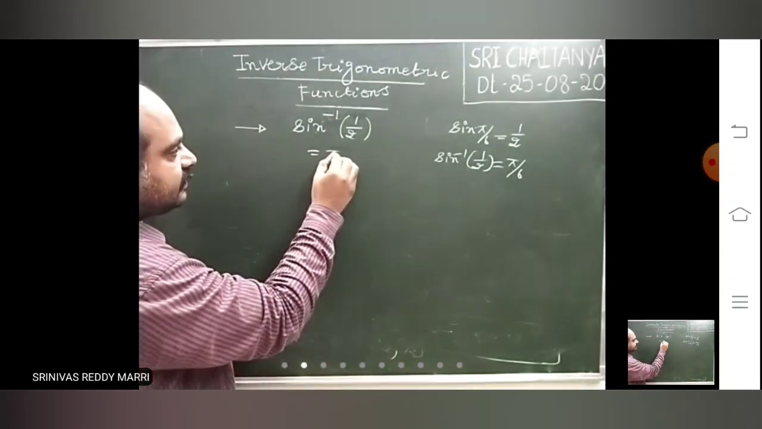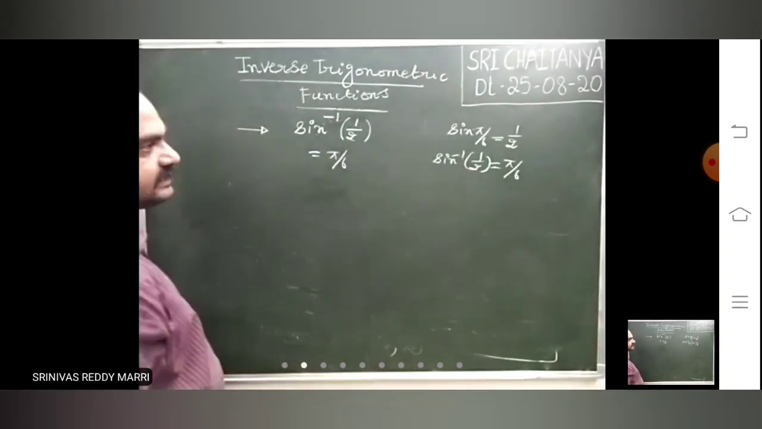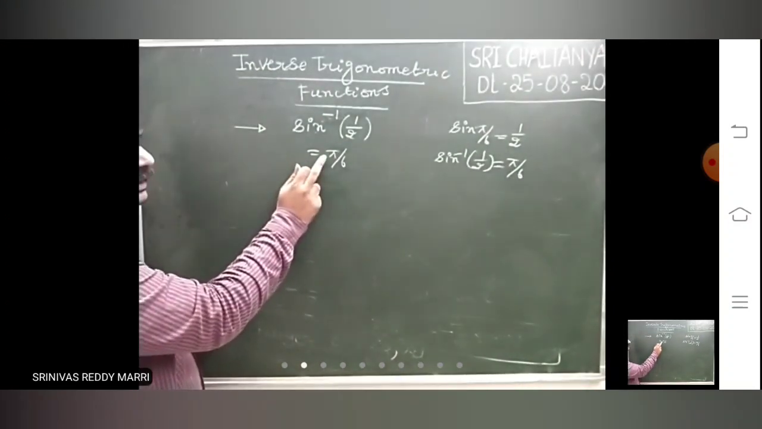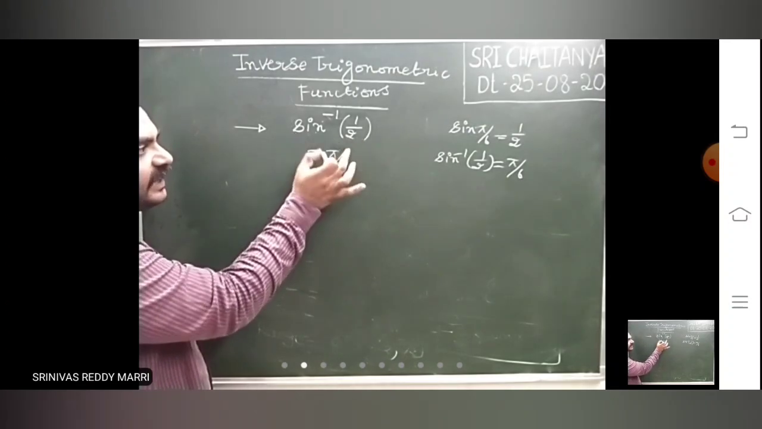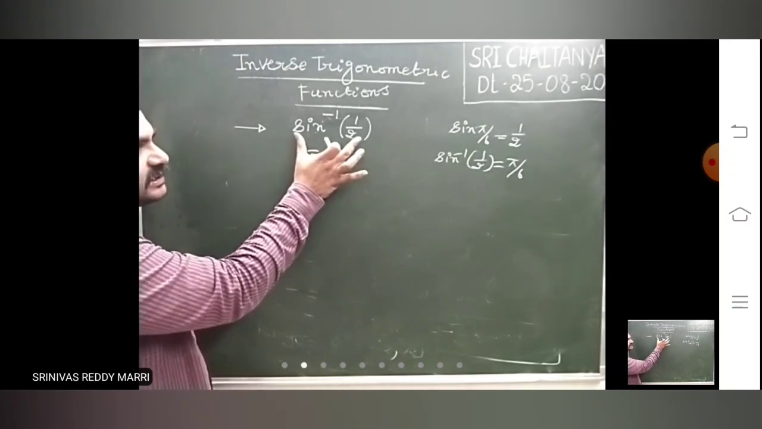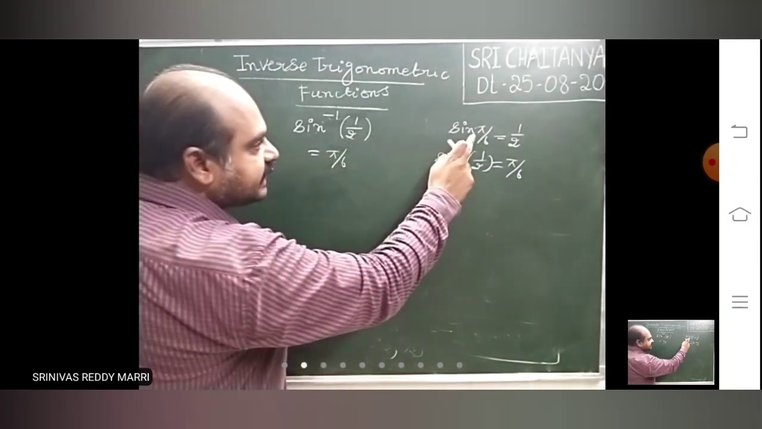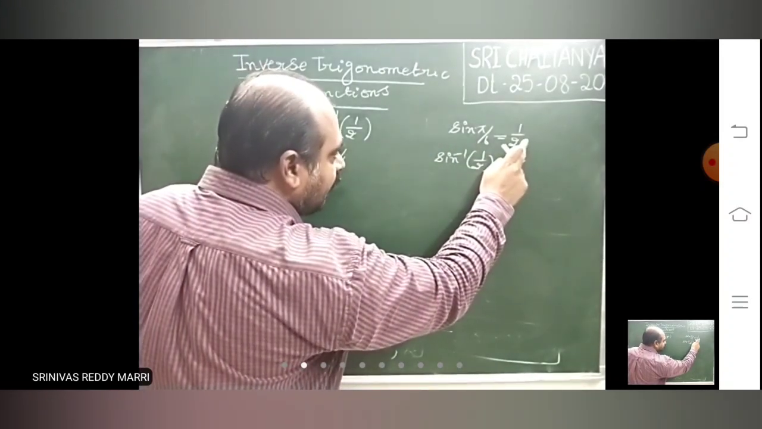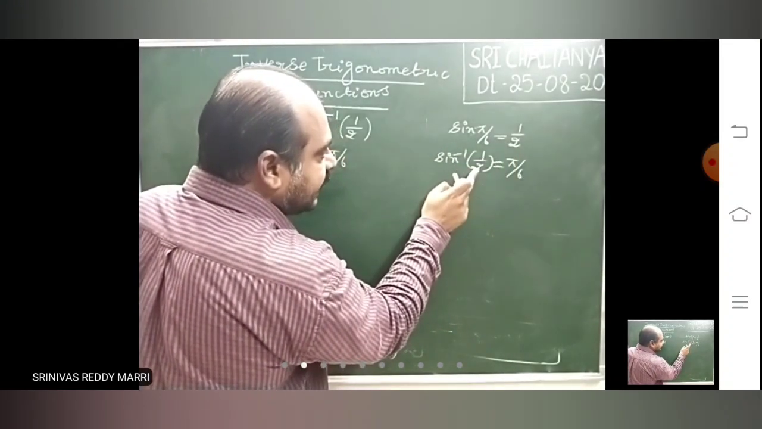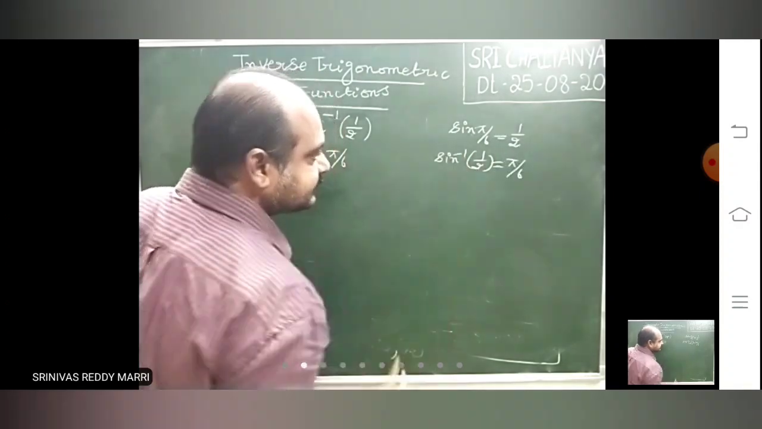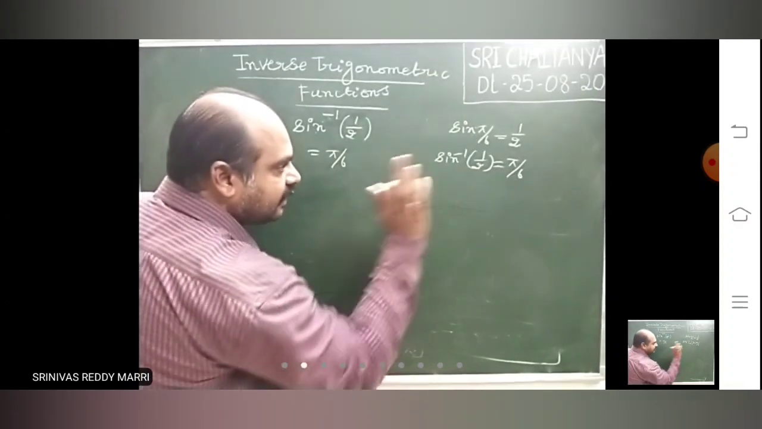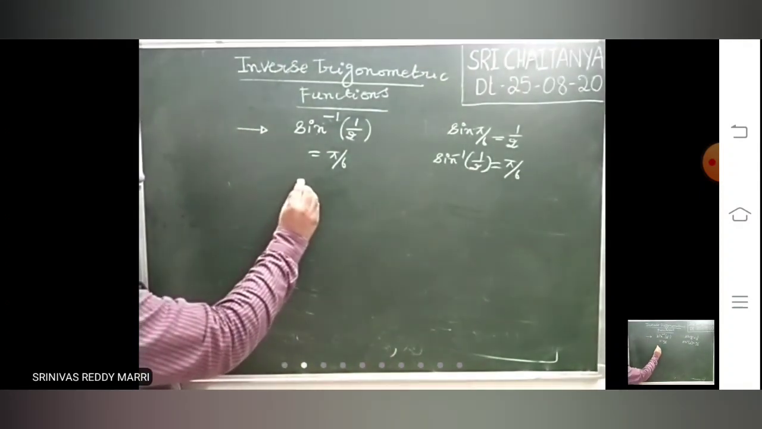This value is nothing but pi by 6. Always you will get an angle. Sine inverse 1 by 2: you know that sine pi by 6 is 1 by 2. Therefore, sine inverse 1 by 2 means pi by 6.